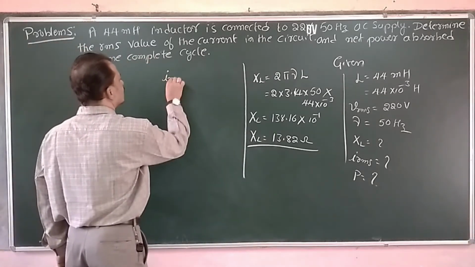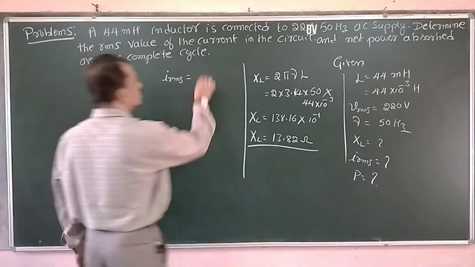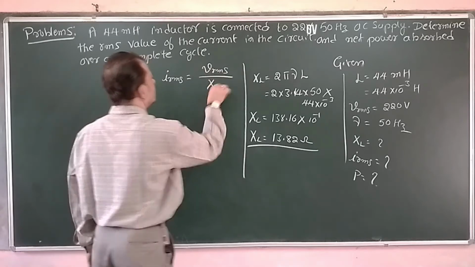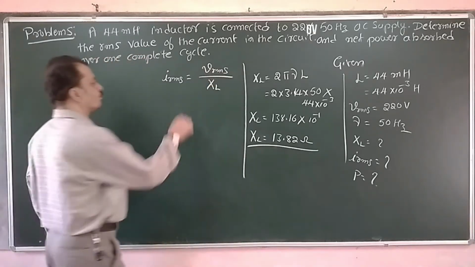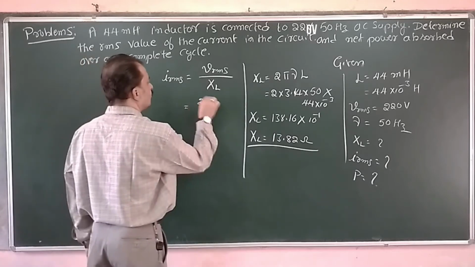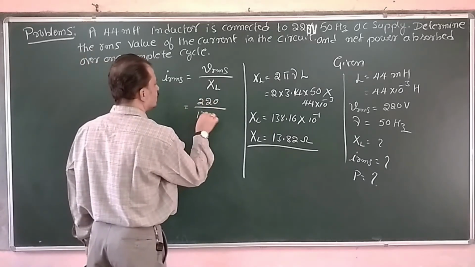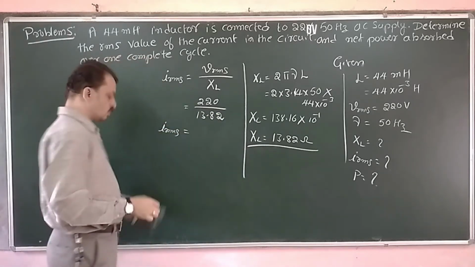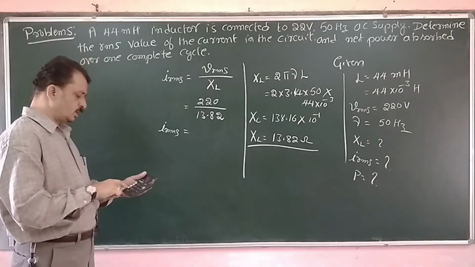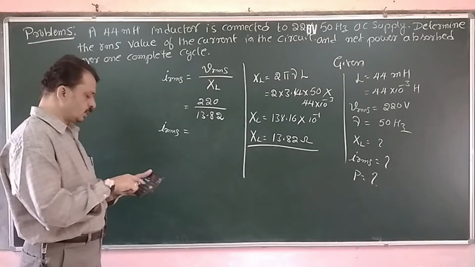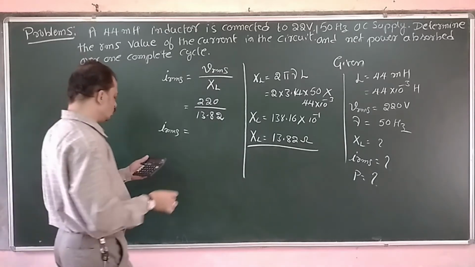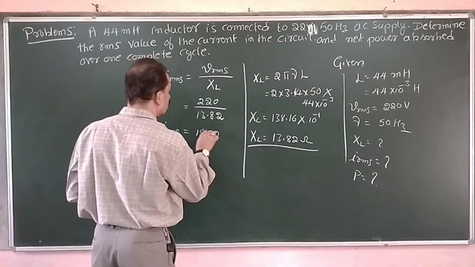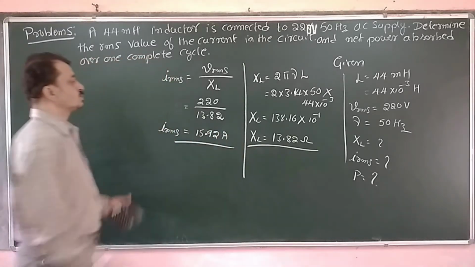Now the RMS value of the current in the circuit. IRMS is equal to, it's very simple, VRMS divided by inductive reactance. VRMS, that is 220 divided by 13.82. Therefore, IRMS value is equal to 220 divided by 13.82. That is equal to 15.92 amps.